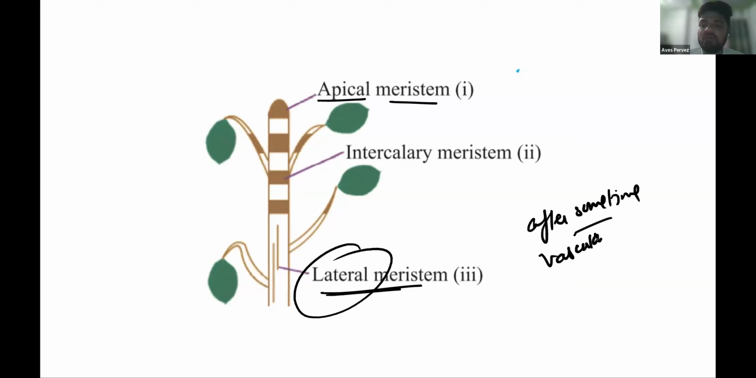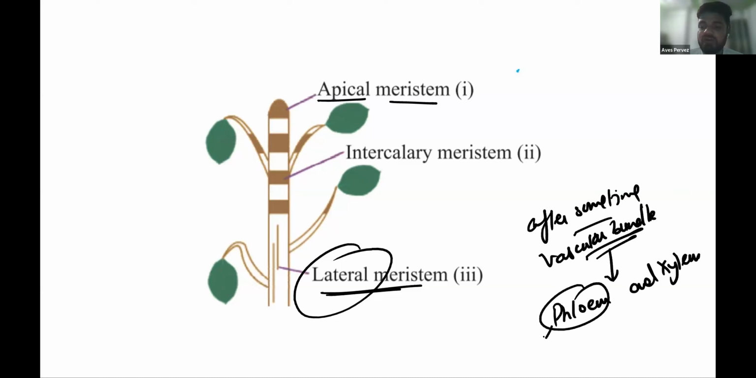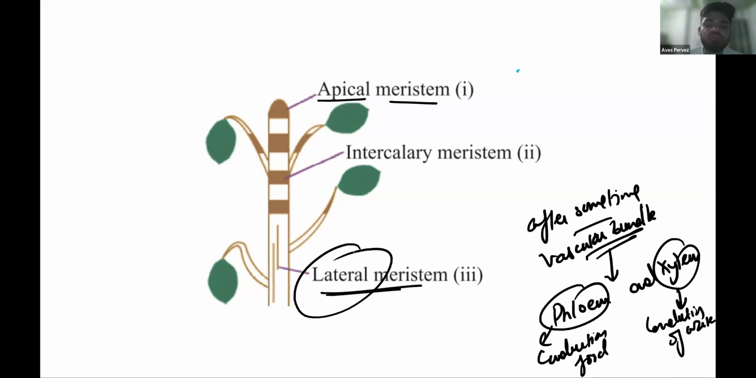And what is vascular bundle? Vascular bundle is a permanent complex tissue that consists of phloem and xylem. Phloem is responsible for conduction of food in plants, and xylem is responsible for conduction of water. So if I ask which meristematic tissue becomes vascular bundle after some time, that is the lateral meristematic tissue. And which tissue is responsible for the lateral growth of the plant? That is lateral meristematic tissue. Got it? Yes, sir. Okay.